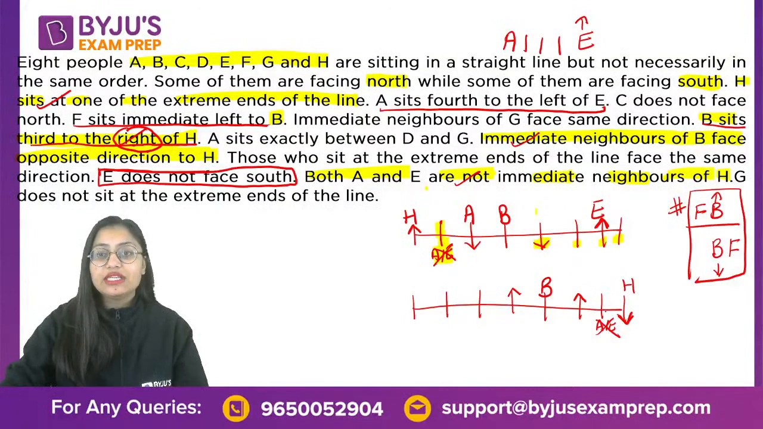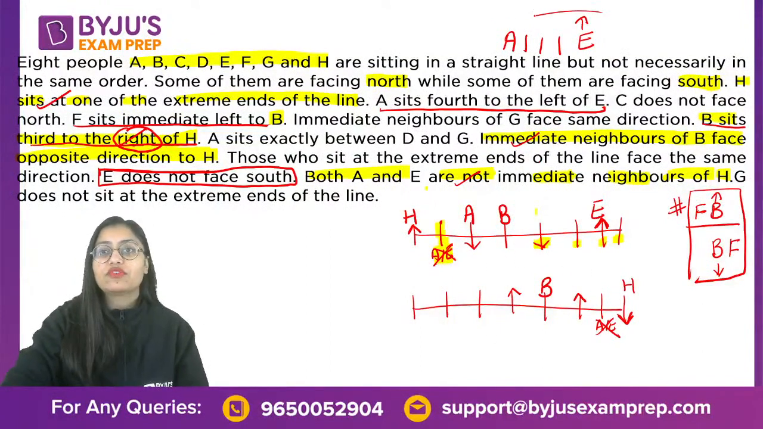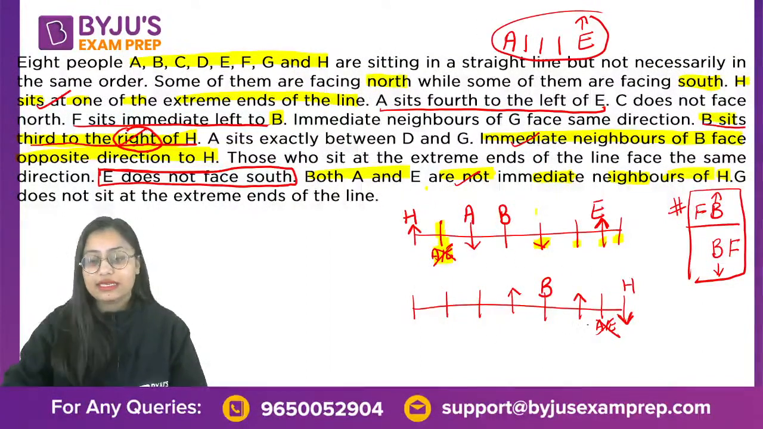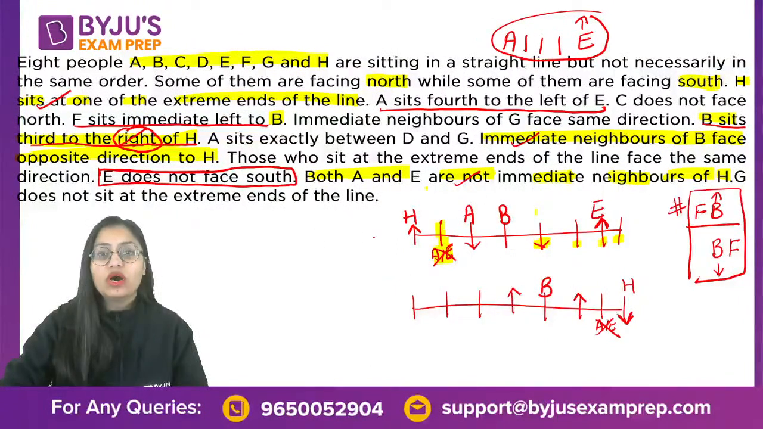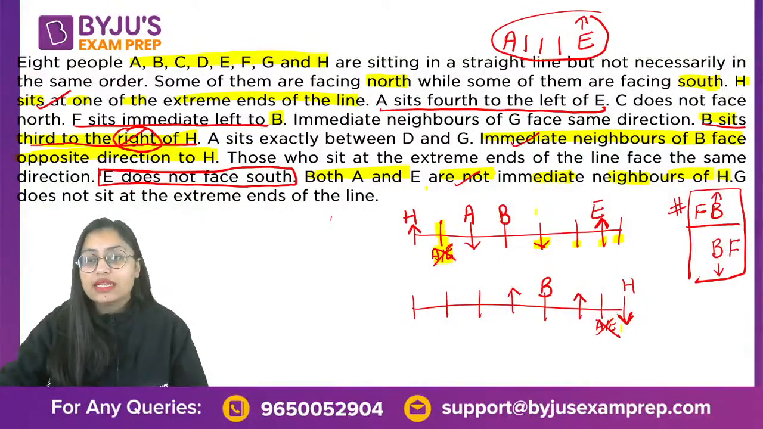Now let us arrange A and E over here from this. Can I do that? Yes. So let me show you again using a highlighter. Allow me a second, please. Over here, A and E cannot be placed.